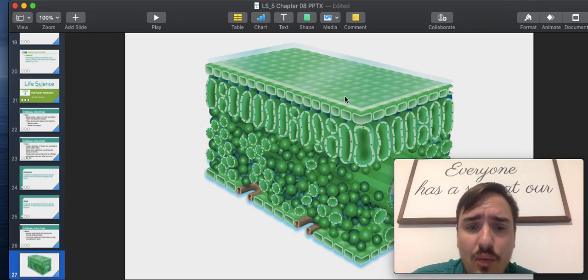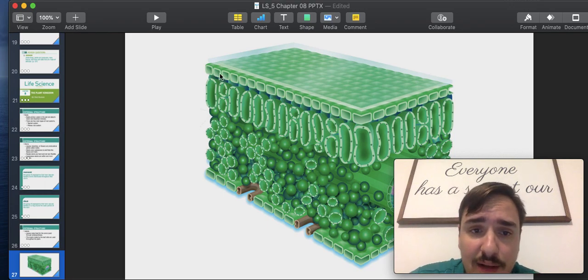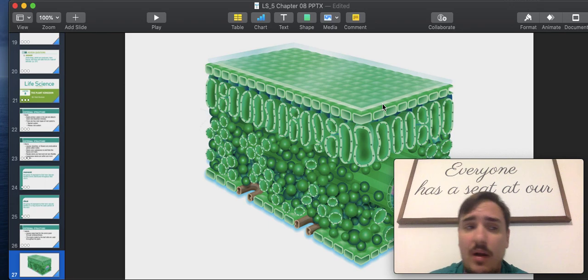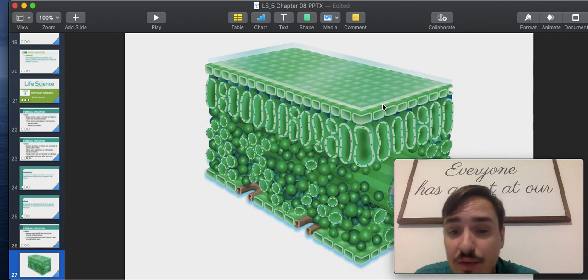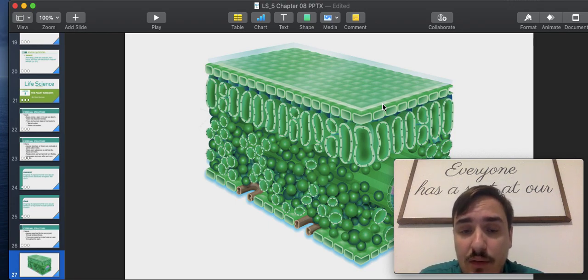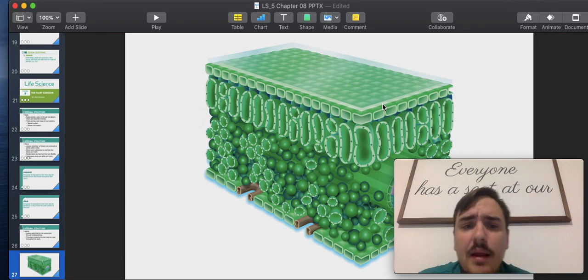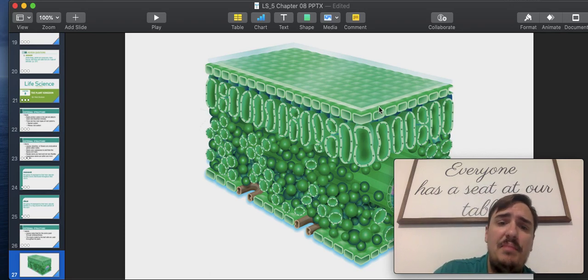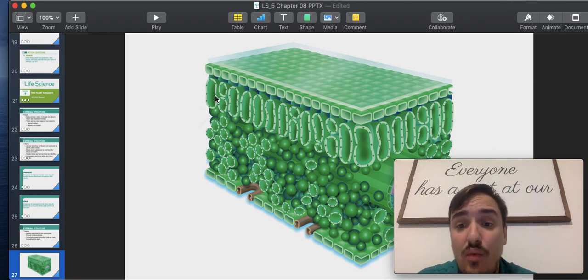Okay, then right underneath of that you have the epidermis. That's this layer right here, and that's responsible for the production of the cuticle. So the epidermis is obviously still a protective layer as well, but it's also responsible for producing the cuticle. Then right underneath the epidermis, you have this tightly packed grouping of cells, and that's called the palisade mesophyll. And it's a tightly packed grouping of cells with chloroplasts.